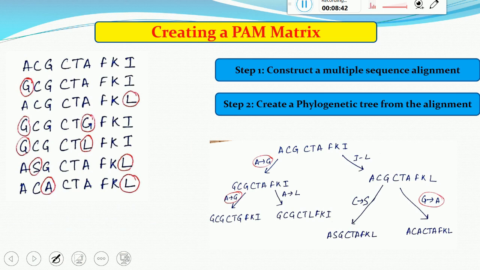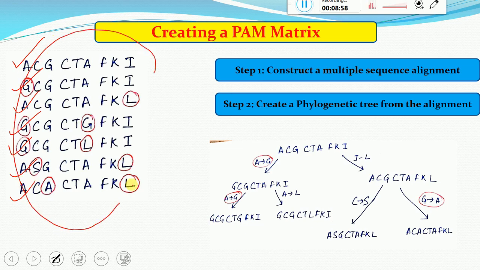The first step is, suppose you have these 7 sequences: sequence 1, 2, 3, 4, 5, 6, 7. The first step for creating a PAM matrix is to construct a multiple sequence alignment. Here we have generated a multiple sequence alignment, which basically means you align the sequences such that you can see the mutational differences from one sequence to the other.